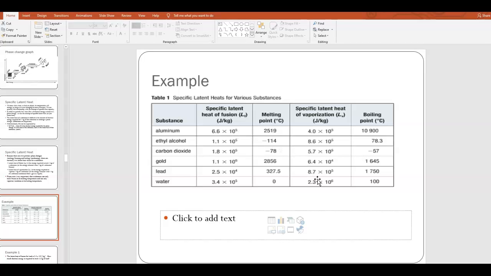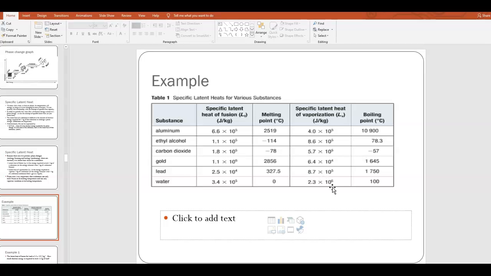In other words, what that means is that for most substances, it takes more energy to boil that substance than it does to melt that substance. Okay, so for example, the latent heat of fusion for water is 3.4 times 10 to the 5. That is 340,000. Big number. But if you compare the latent heat of vaporization of water, that's 2.3 million, 2.3 times 10 to the 6.